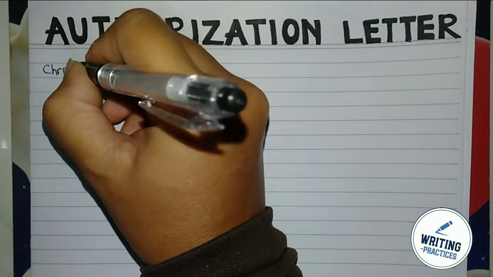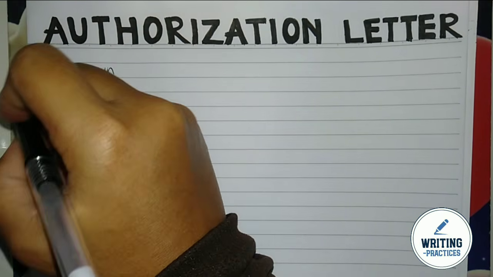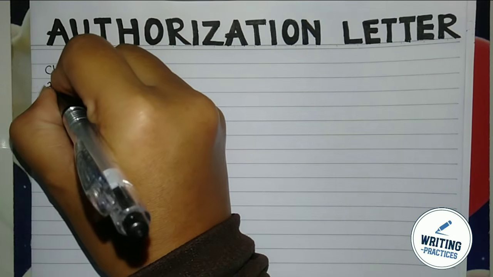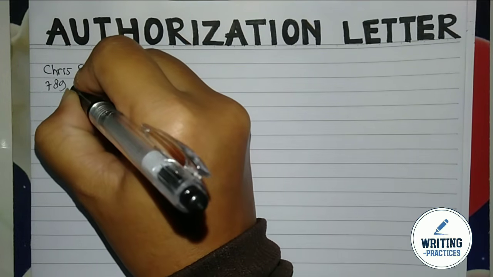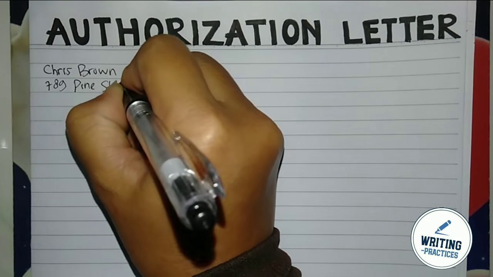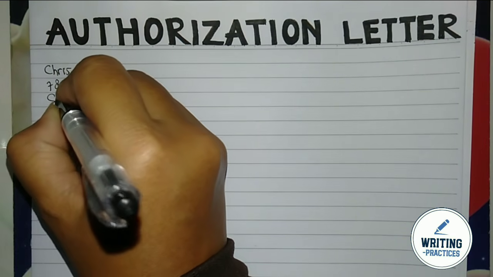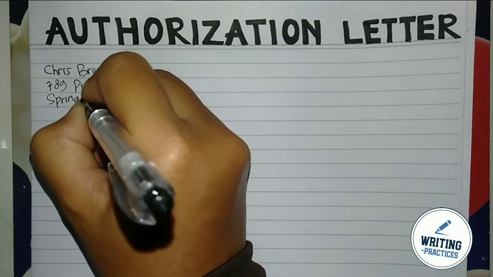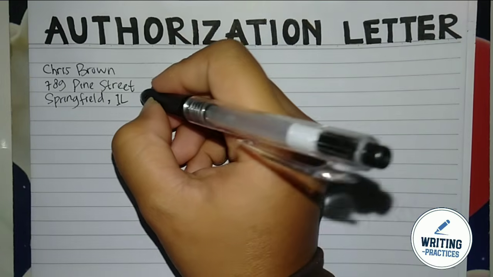Today, we are going to learn how to write an authorization letter. What is an authorization letter? An authorization letter is a written document that grants someone else the authority to act on your behalf in specific matters or transactions. It is a legal and formal way to delegate your rights, responsibilities, or decision-making power to another person, known as the authorized representative or proxy.